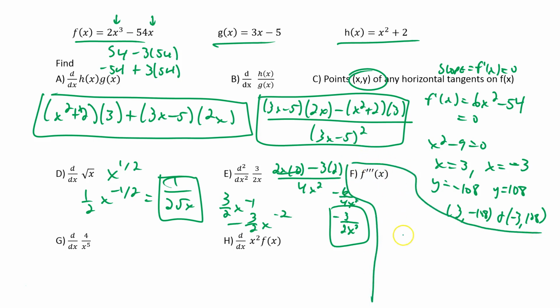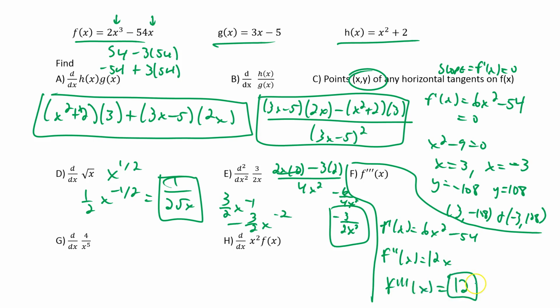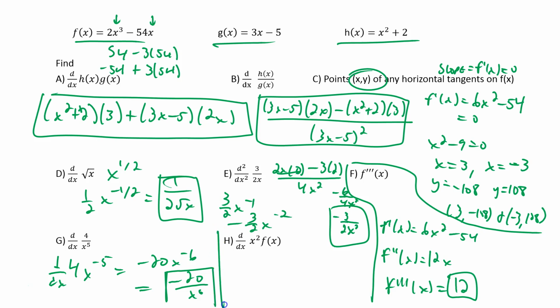Let's see if we can fit f triple prime of x in here. So the first derivative, f prime of x, is 6x squared minus 54. The second derivative would be 12x, and the third is just 12. That's it. Cool. All right, derivative of 4 over x to the 5th. Again, I can do this as 4x to the negative 5. So the derivative of that is negative 20x to the negative 6th, which is negative 20 over x to the 6th power. That's it.